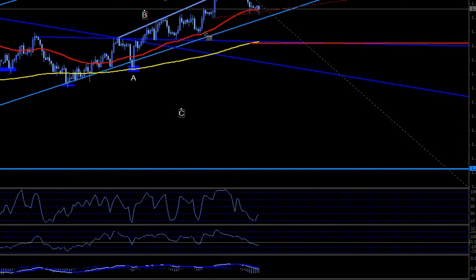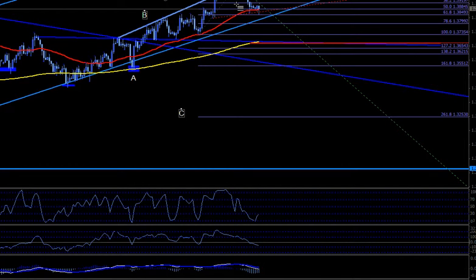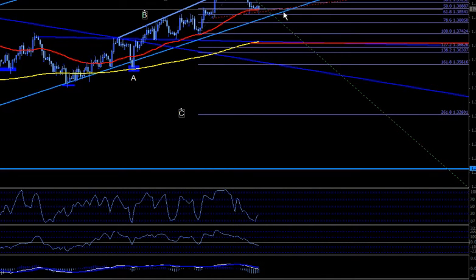And let's just fib that. Okay, and so we tested the 61.8% retracement here. If I have this right, let me double check. Okay. So we tested the 61.8% retracement here, and we are holding this 50 EMA. So until we close below that 50 EMA, I'll be thinking longs because of this 4-hour chart.